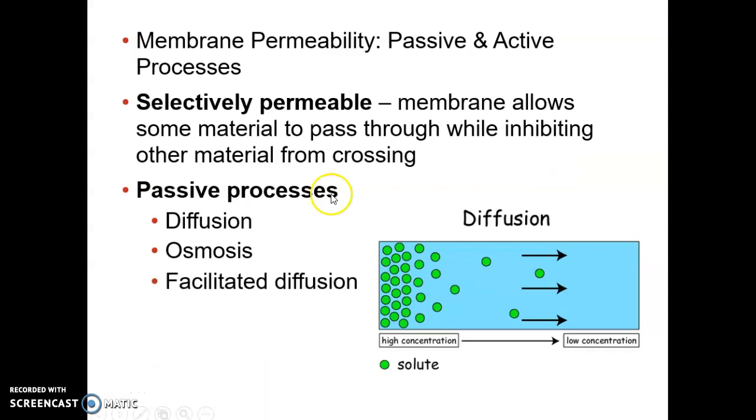All right, on that last part, I was finishing up covering osmosis. So osmosis is the diffusion of water across the plasma membrane. Same process as diffusion, except it's for water. These green spheres would be water molecules diffusing down their concentration gradient across the plasma membrane.